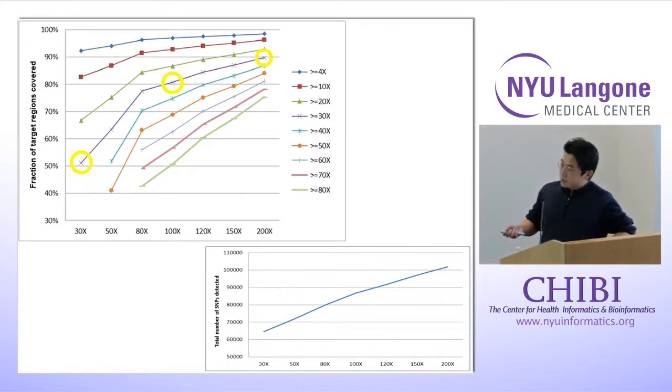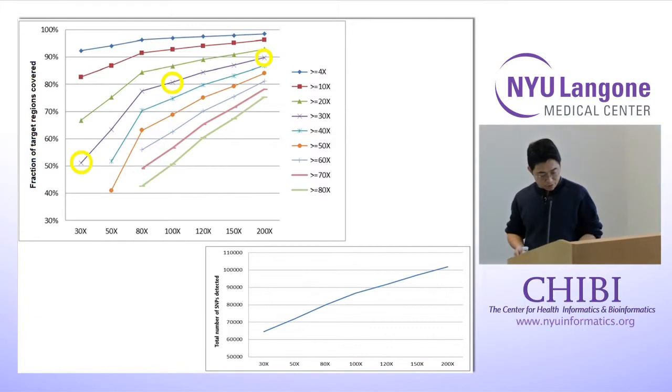Also, the number of SNPs discovered goes up when you have high coverage; you get more SNPs. That's not a surprise. But at 200x, you still don't see it go to a plateau. So you will see the increase. You discover more mutations as you increase the coverage.